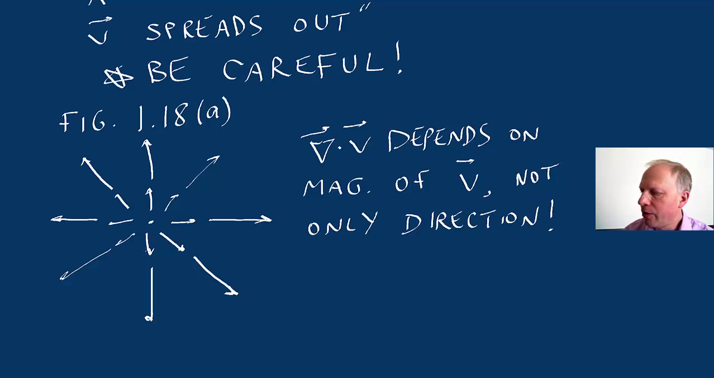Griffiths says that you can imagine V representing the flow of water, and you sprinkle some sawdust or pine needles on the surface of the water, and if the sawdust spreads out, then the divergence is positive, and if the sawdust gathers together, then the divergence is negative. Well, that's fine, except I get worried when I try to extend that picture into 3 dimensions. So let me tell you an alternative way of interpreting the divergence.